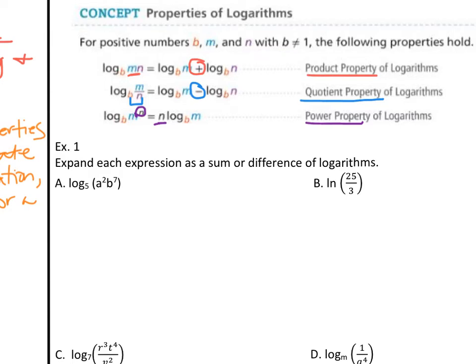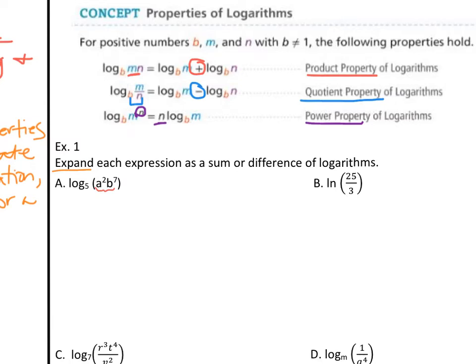So let's give these a try. Example 1. It says in the directions to expand. Expand each expression as a sum or difference of logarithms. That just means we're going to split them up and add and subtract in our final answer. Example A, log base 5 of a to the second times b to the 7th. We have a couple of things happening here. We're multiplying bases a and b, and they both have exponents. That means we'll apply the product and power property.